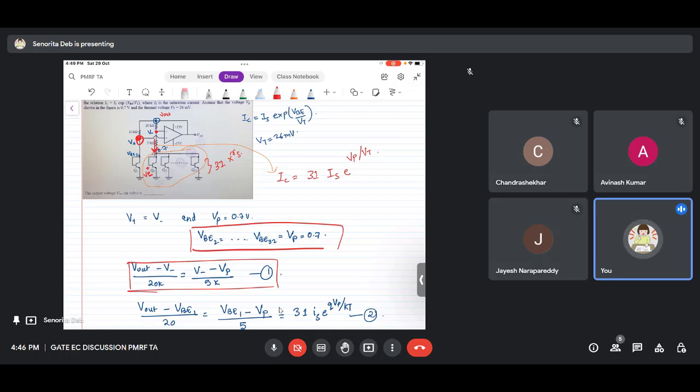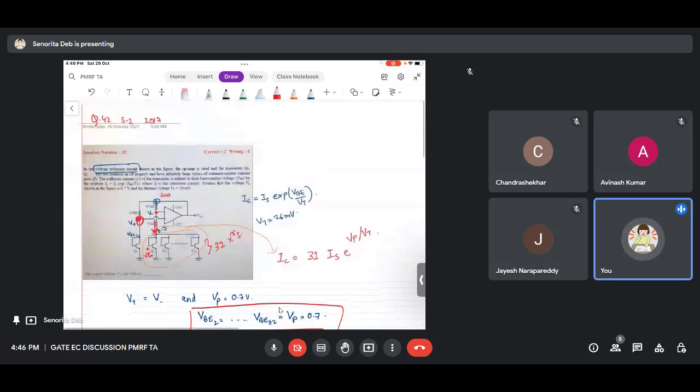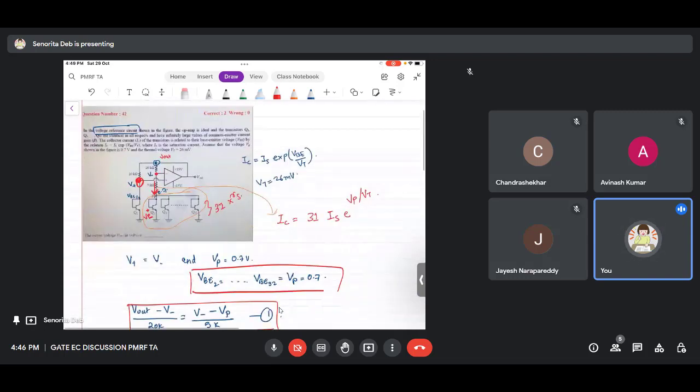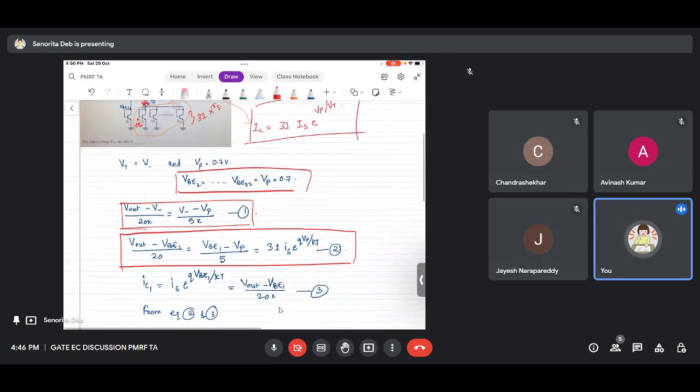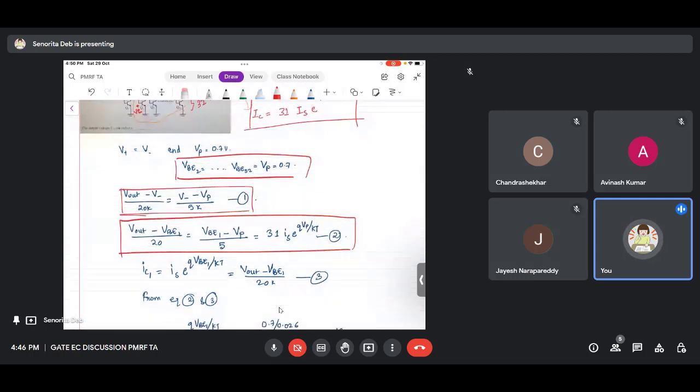So I see whether they have given IS or not. I see IS they have not given, so I think we will have to take some ratio and cancel IS out. So let us arrive at this point at first. So this is the equation I have written here. The same equation is equal to 31 times Is e to the power QVP by KT, which is nothing but VP by 0.026. Okay, it is the same thing.